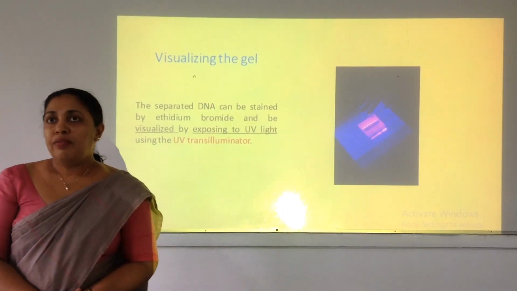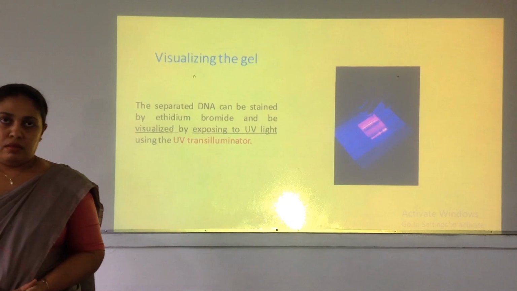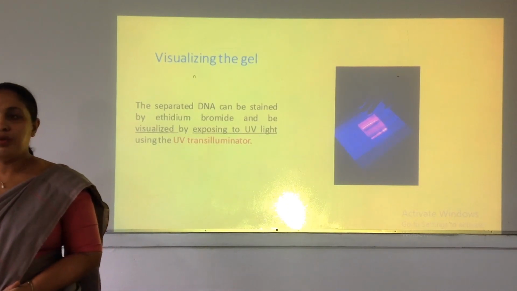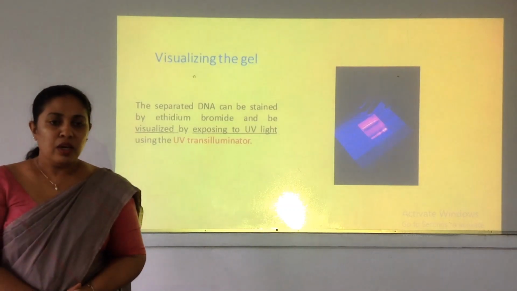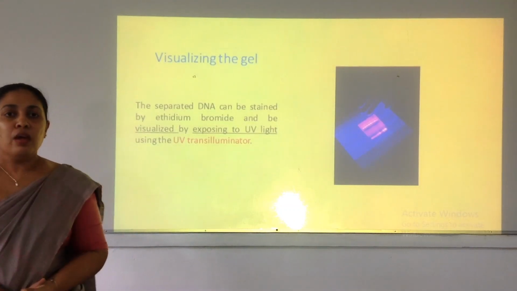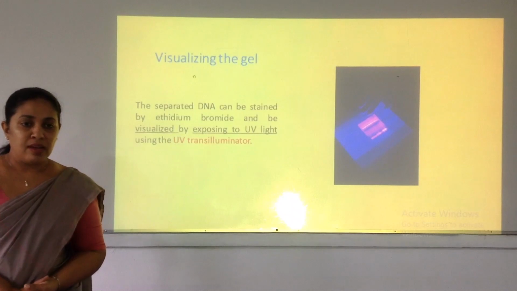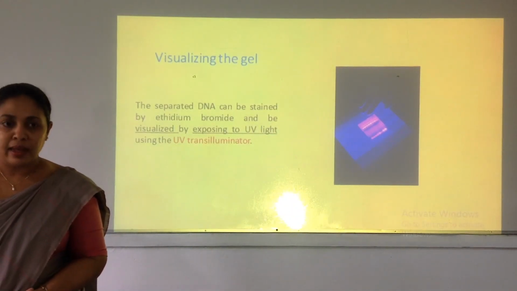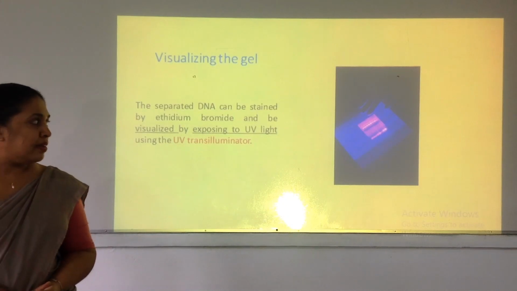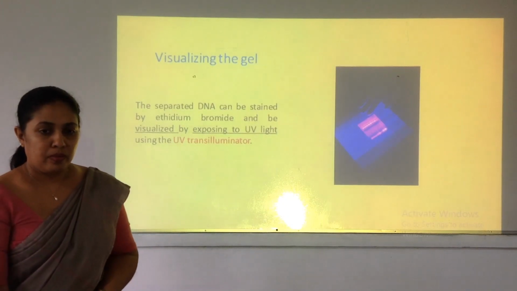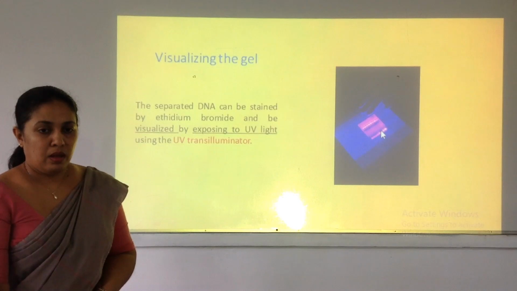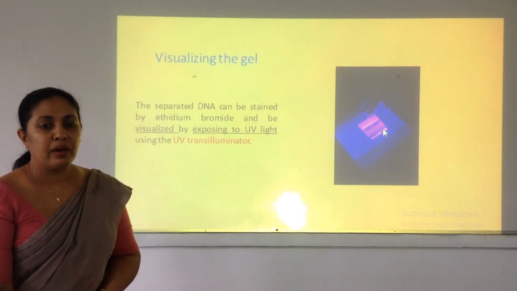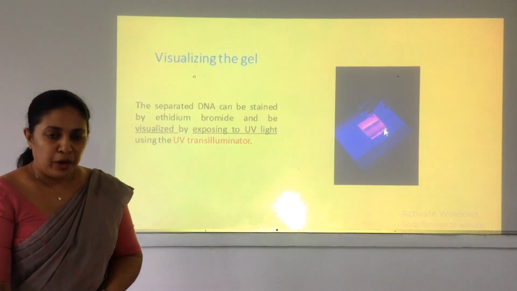After running the gel, we can see the loading dye has moved. We can't see any DNA there. To visualize it, we are using a UV transilluminator. When we are using the UV transilluminator, we are exposing the gel to UV light, and you can see the gel like this. These are the wells, and here the DNA samples have run to the bottom.